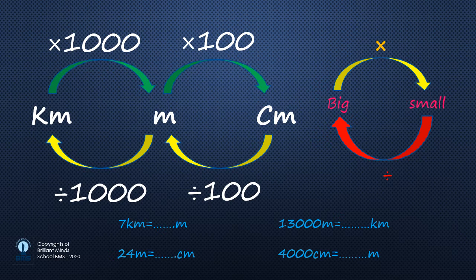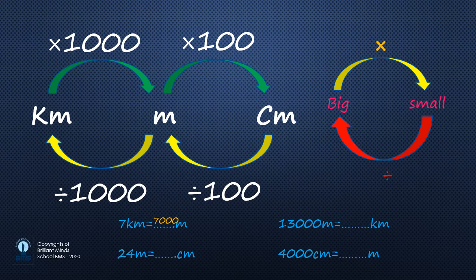By 1000. Do you remember our first lesson in this term? Multiply by 10, 100, and 1000. What were the steps? Count all the zeros and drop all the zeros. When we multiply by 1000, we have 3 zeros, so we drop the 3 zeros. Then multiply 7 times 1 equals 7. So the answer will be 7000 meters.